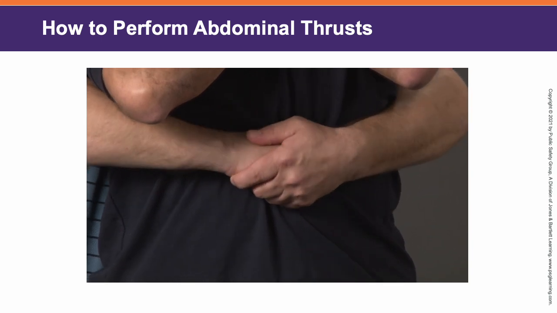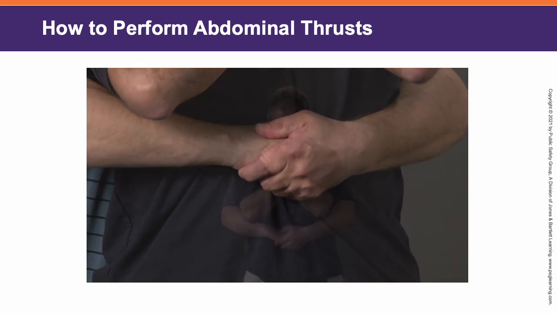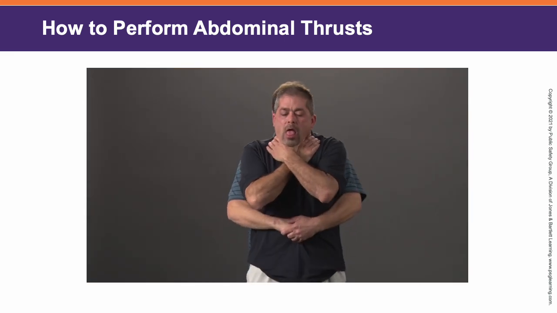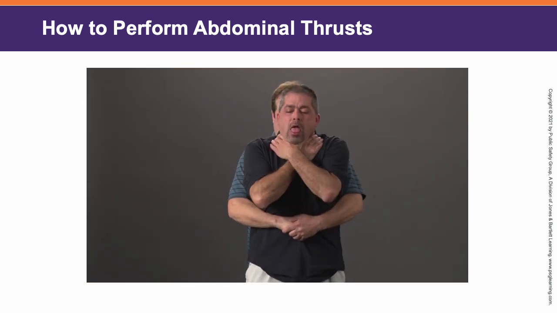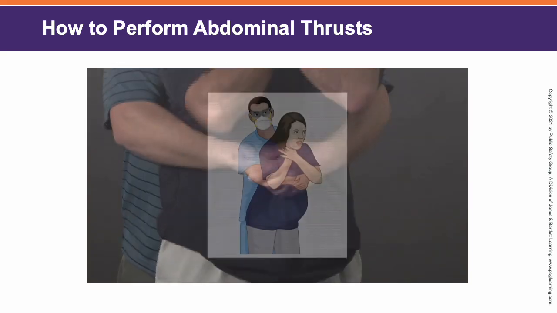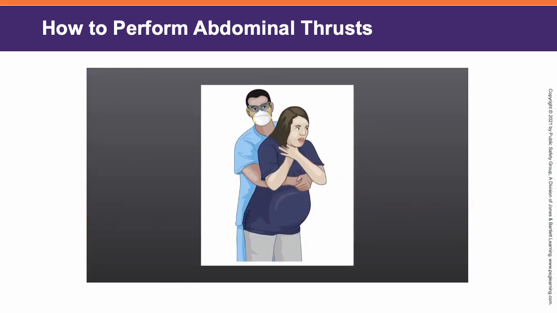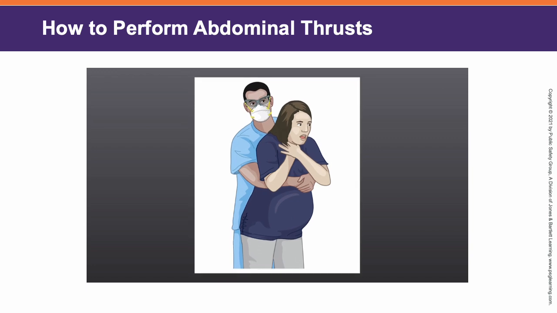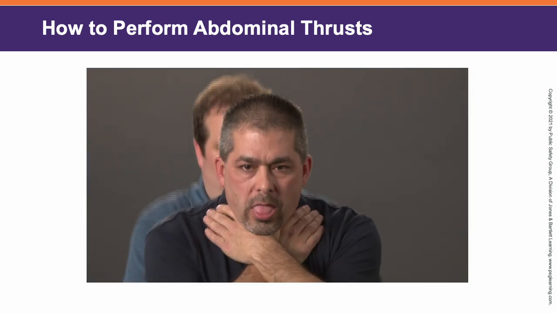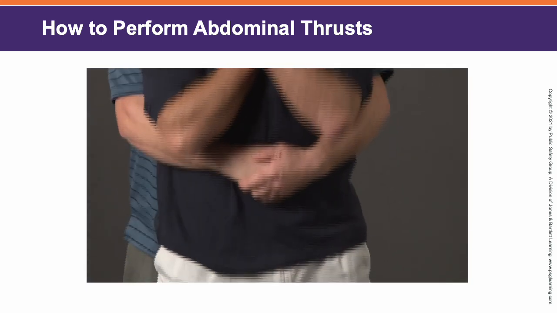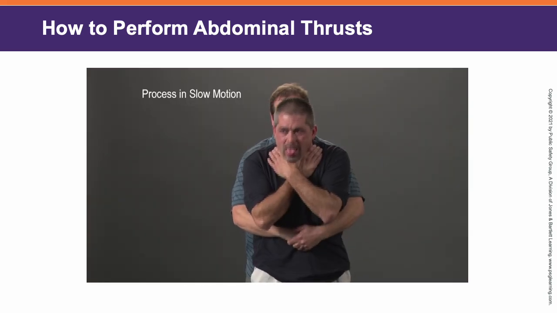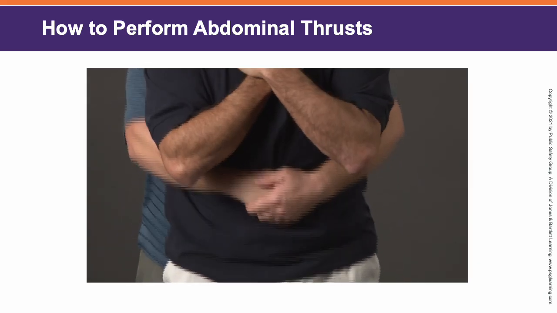Thrust the fist into the person's abdomen with a quick upward motion. Each thrust should be a separate and distinct effort to dislodge the object. Use chest thrusts on a choking, very large person or pregnant woman. Continue without interruption until the person coughs up the object, speaks, or breathes, or until EMS or a trained person takes over.